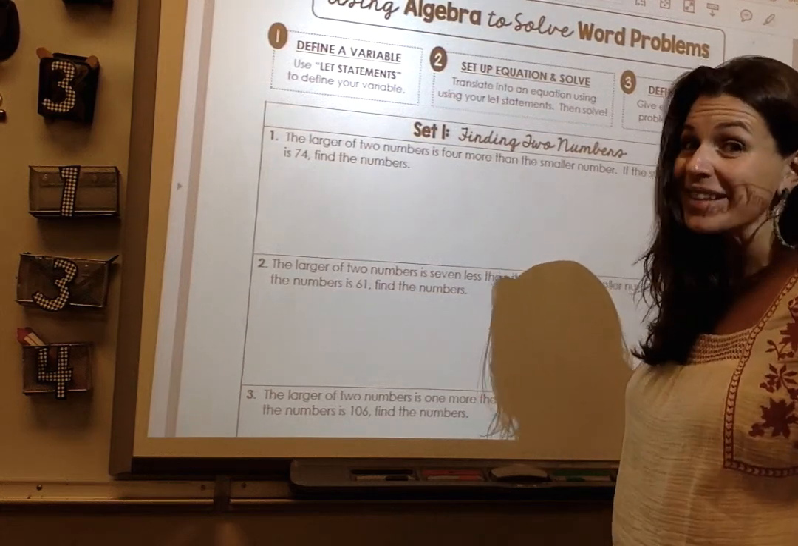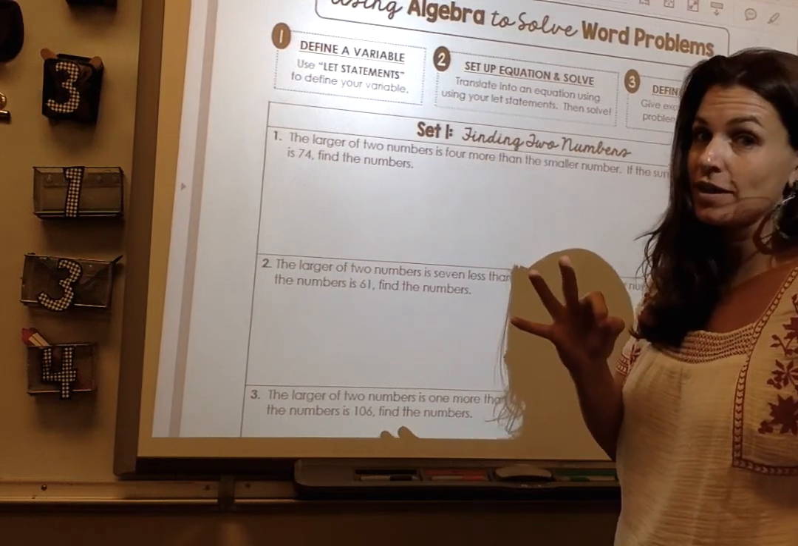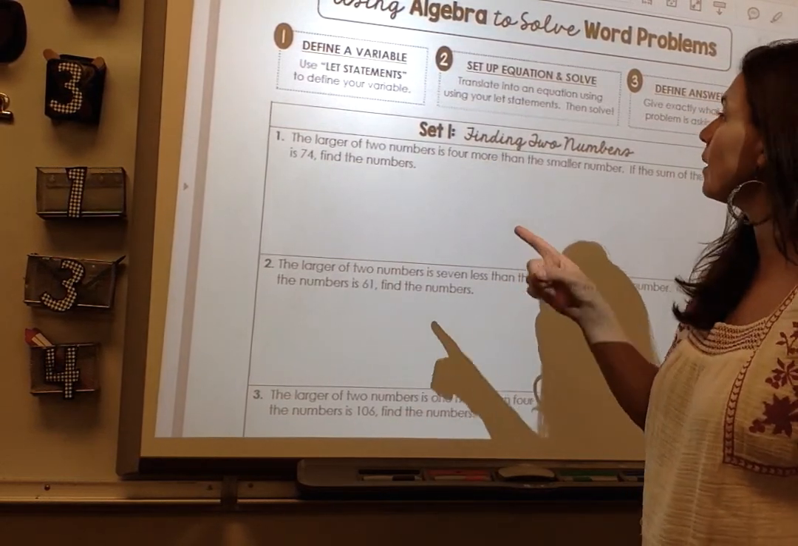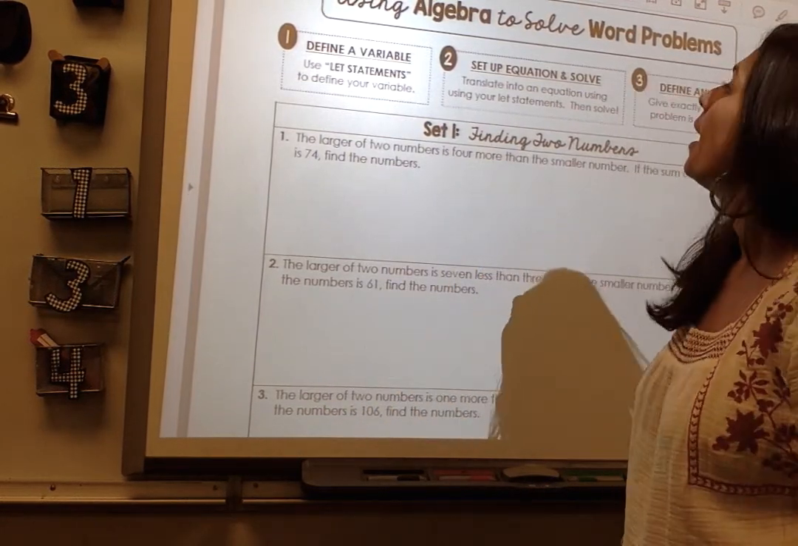All right, guys, buckle up. This is a long one. We're going to be doing word problems, and there are 3 parts to this word problem. The first part we're going to be doing is finding 2 numbers. You can follow along in your notes, obviously.